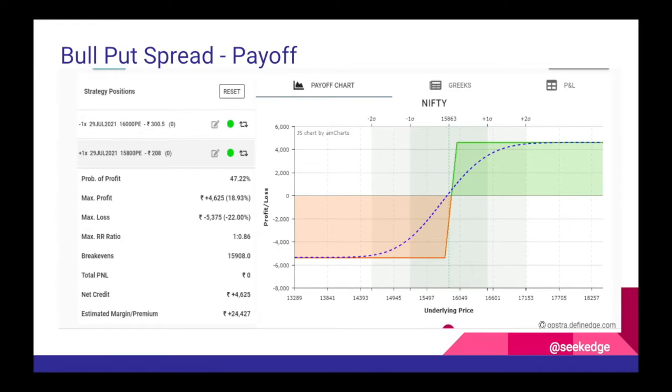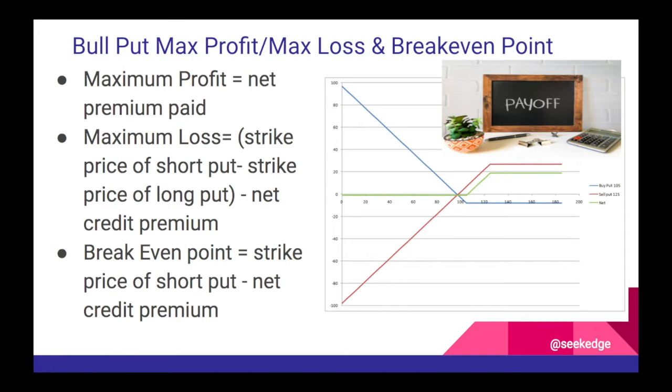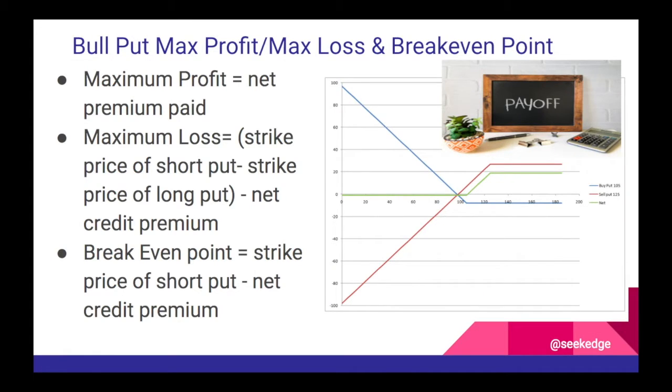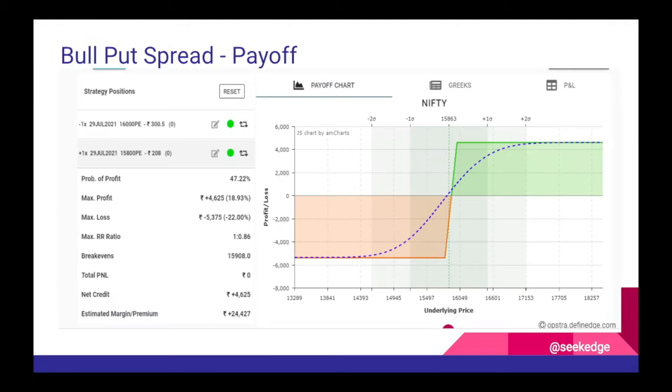So here the risk reward is 1:0.86, not 1:1, slightly smaller, right? The break even point is the point where, how do you calculate that? No, the break even is calculated from the strike price of the short put. What is the short put here? What is shorted here? 16,000, right?